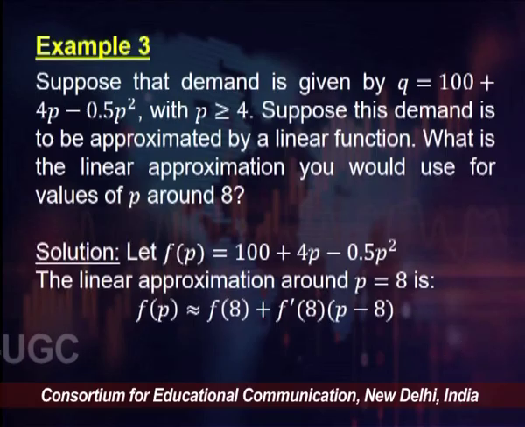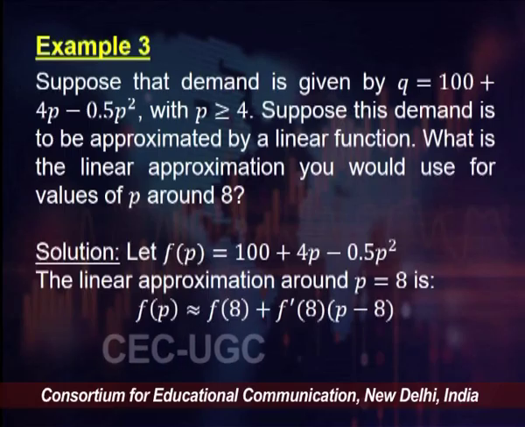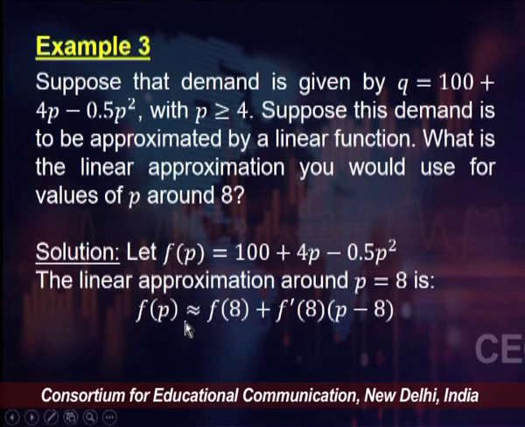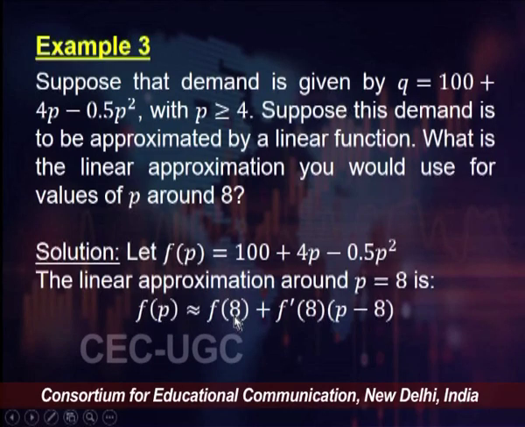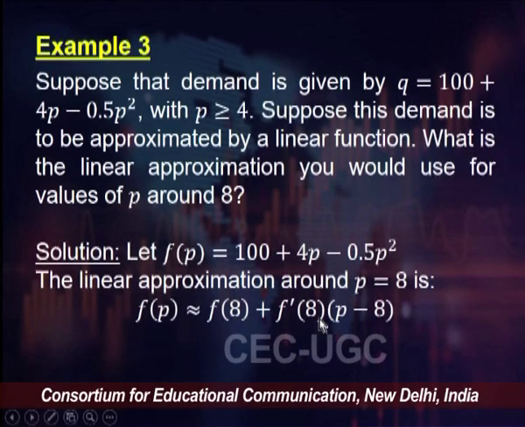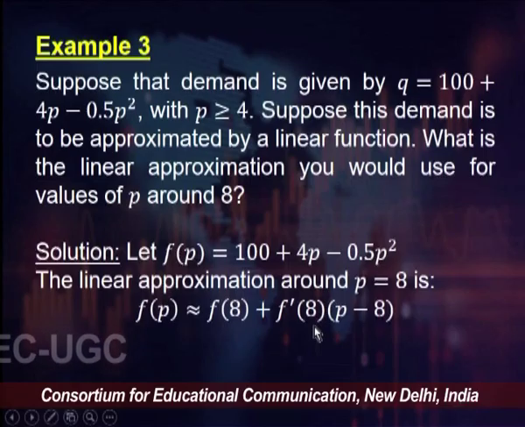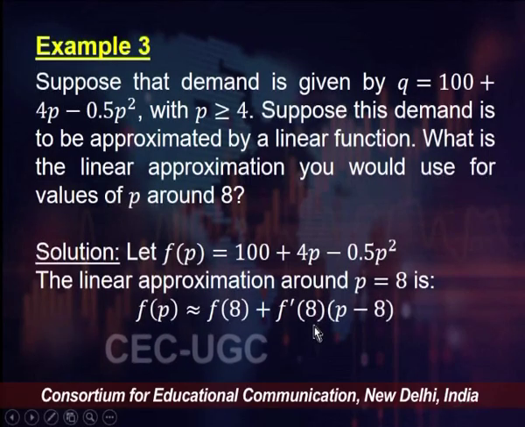And here the linear approximation around P equal to 8 would be given by our formula: f of P approximately equal to f of A, which is in this case 8. So f of 8 plus f prime at A, which is again 8, because A is 8. So f prime at 8 times P minus 8. Let us now plug in the values.